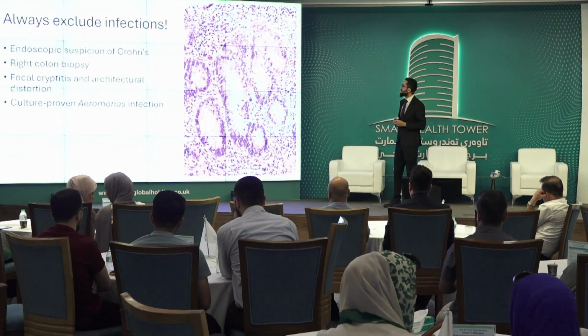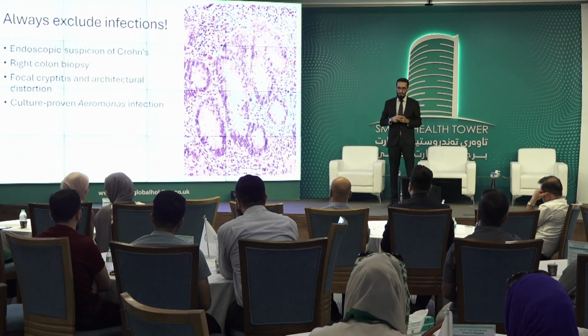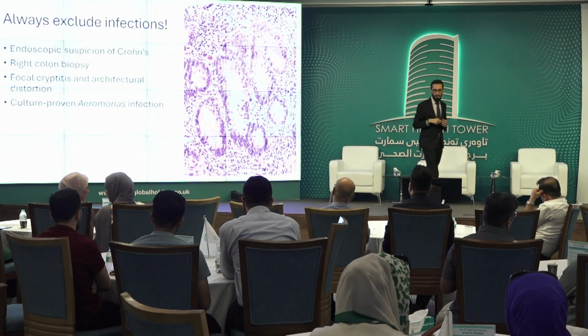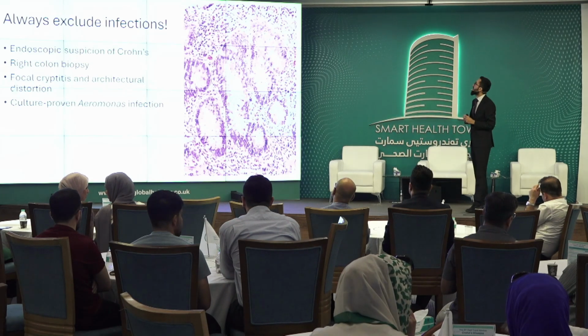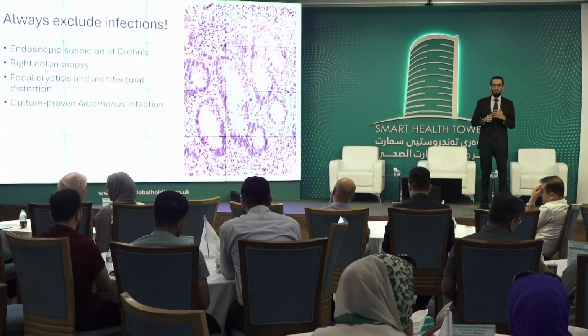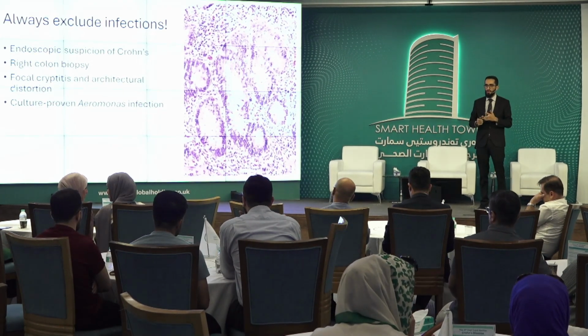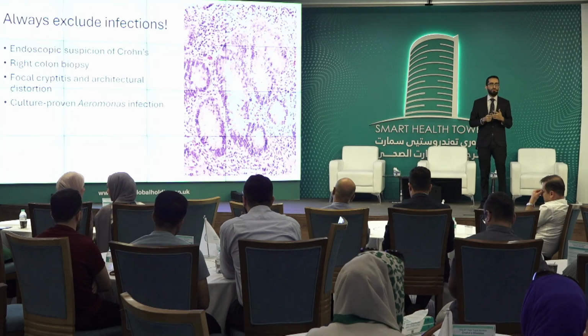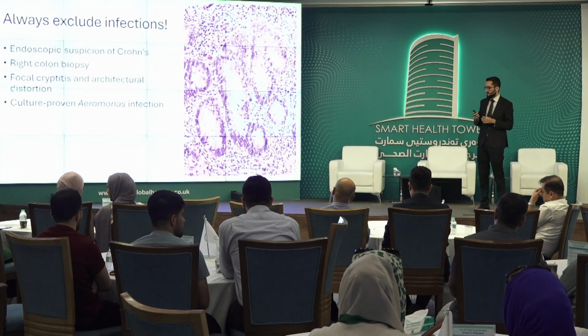So as one last point, it's important to always exclude infections. This is an example from one of our GI pathology textbooks that there was endoscopic suspicion for Crohn. It was a right-sided colitis. There was histologic features of Crohn's, but then the patient was found to have, by culture, an Aeromonas infection, and that was the cause of it.